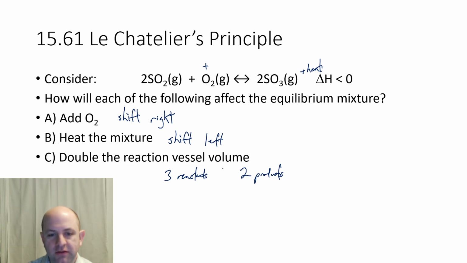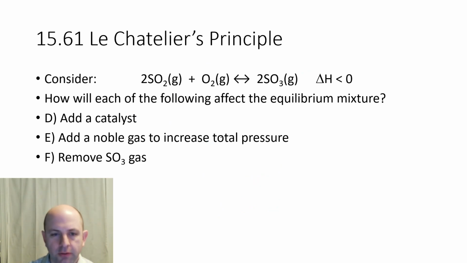And so if we double the reaction volume, that means we dropped pressure for each of them. To undo a drop in pressure, we want more moles of gas. And so we said, well, which side has more moles of gas? The reactant side. So as we increase the volume, we decrease the partial pressures. That means the reaction will shift to the left to try to make more gases, because there's more there on that side.